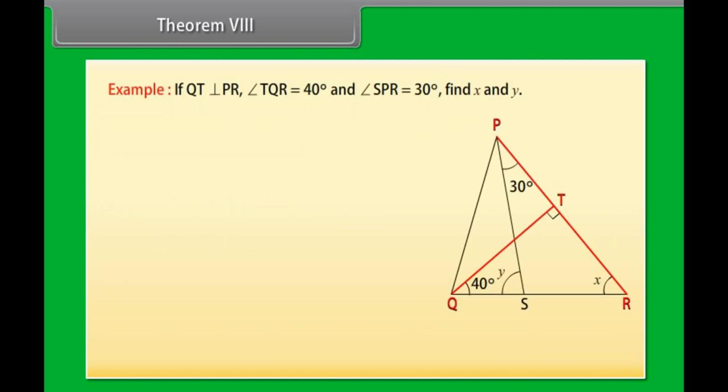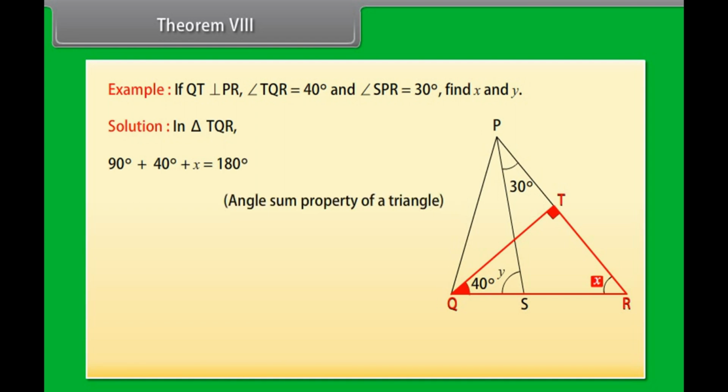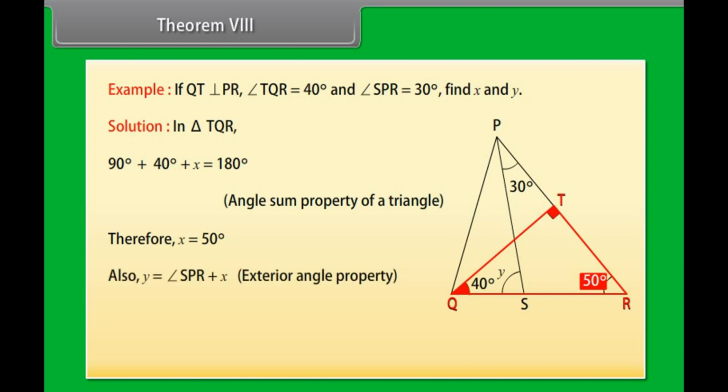If QT is perpendicular to PR, angle TQR is equal to 40 degree and angle SPR is equal to 30 degree. Find X and Y. Solution. In triangle TQR, 90 degree plus 40 degree plus X is equal to 180 degree because of the angle sum property of a triangle. Therefore, X is equal to 50 degree. Also, Y is equal to angle SPR plus X because we know that if a side of a triangle is produced, then the exterior angle so formed is equal to the sum of the two interior opposite angles. Therefore, Y is equal to 30 degree plus 50 degree, which is 80 degree.